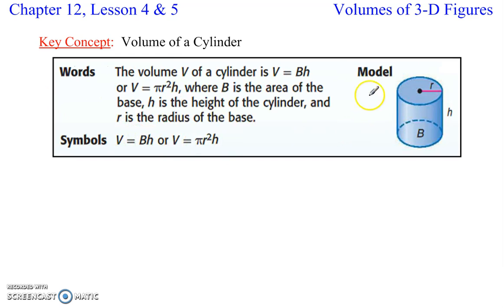Alright, so volume of a cylinder is basically the same thing. Take the base times the height. But in a cylinder, the base is always a circle. So we can make this a little more specific and say it's pi r squared times the height, because the base is a circle.